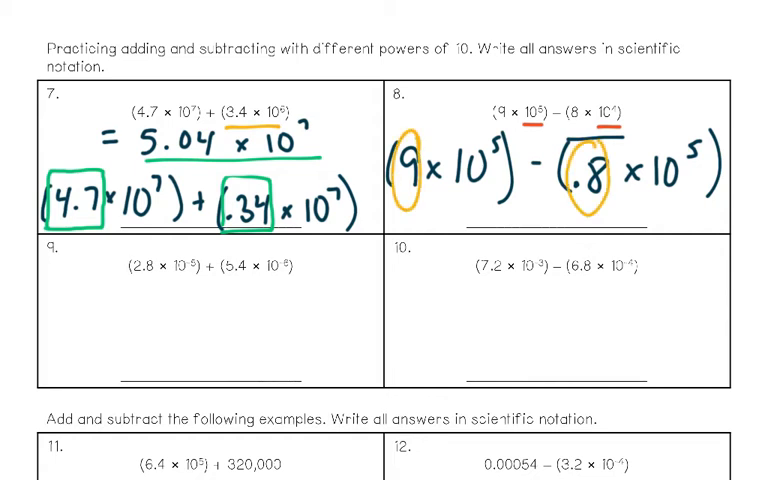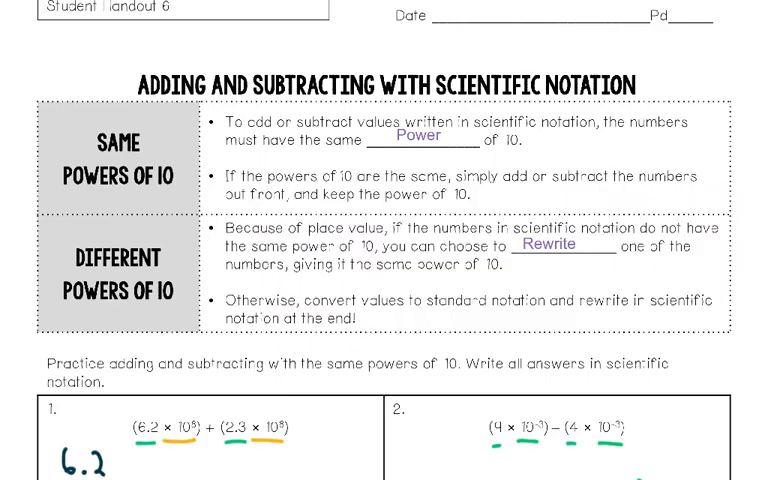So 9 minus 0.8, or 8 tenths. I got 8.2, or 8 and 2 tenths, and then I just keep that times 10 to the fifth. You want to keep the base. You want to keep the base 10 and the exponent. So if you didn't like that, there's one other way to do it.